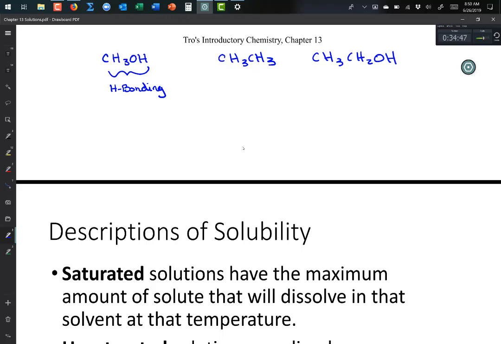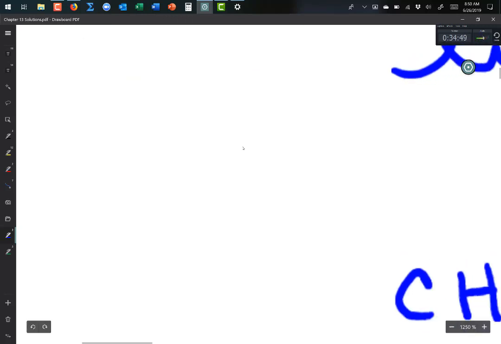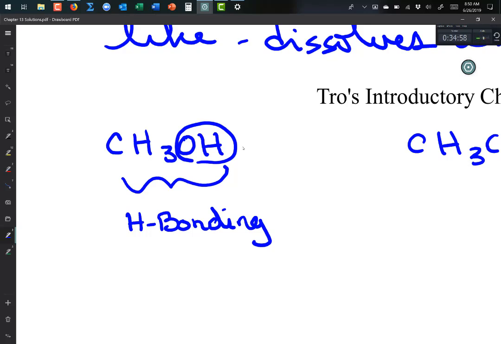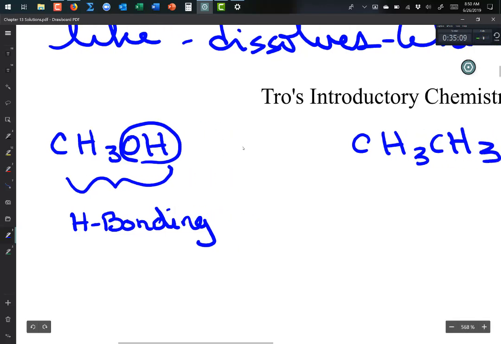How do I know that one has hydrogen bonding? Because of the way I drew it. Remember, for hydrogen bonding, an oxygen has to be bonded to a hydrogen, or nitrogen has to be bonded to a hydrogen, or fluorine has to be bonded to a hydrogen. So this molecule's major intermolecular force is hydrogen bonding.